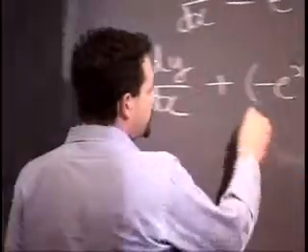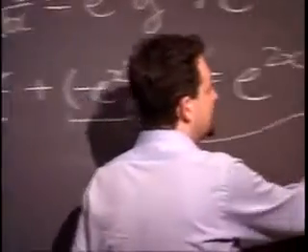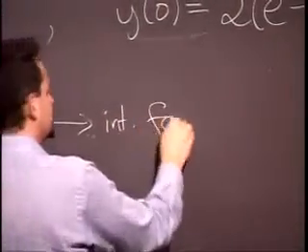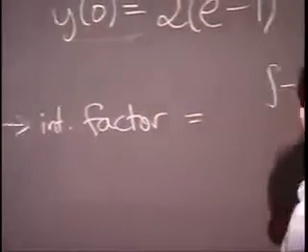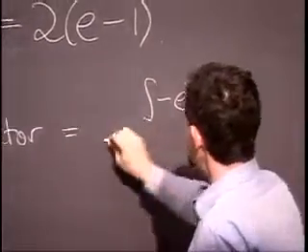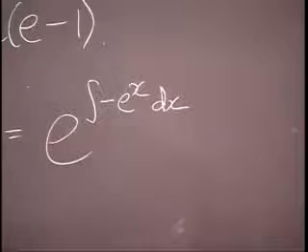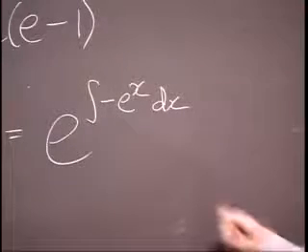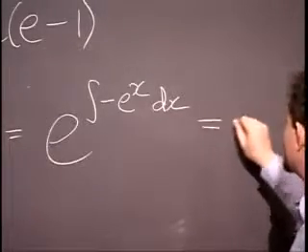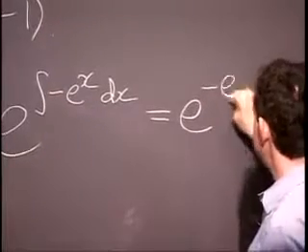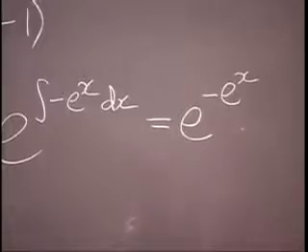I seize the factor outside of the y, and I form my integrating factor over here. All I do is I take that thing, which is negative e to the x, integrate it, and whack this e down. So I'm actually taking e to the power of the integral of minus e to the x. Well, the integral of minus e to the x is just minus e to the x, plus a constant. We don't need the constant. So the integrating factor is e to the minus e to the x. All right, so I've computed that.